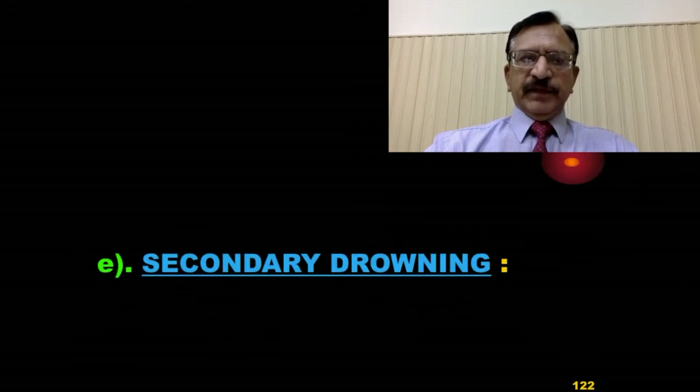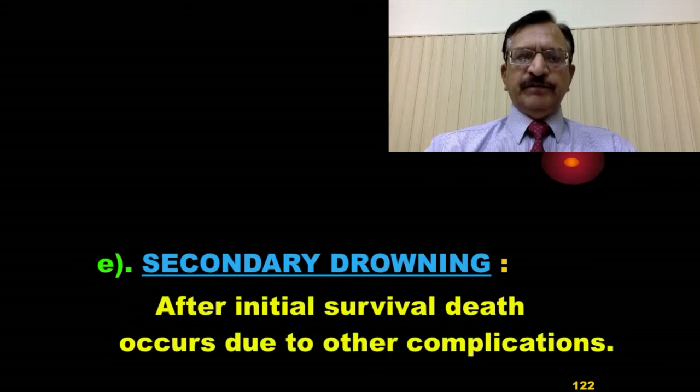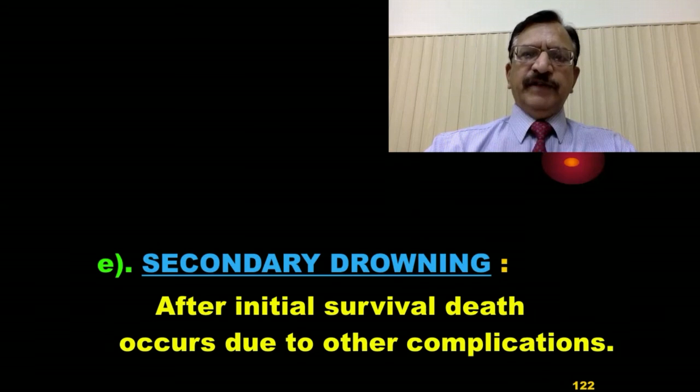Then the secondary drowning. In secondary drowning, the person has survived the drowning and afterwards, because of complications, the person dies. These complications are exhausted heart and electrolyte imbalance. They can also cause other complications, like inhalation of infected or polluted water, which can cause pneumonia or other fatal complications.